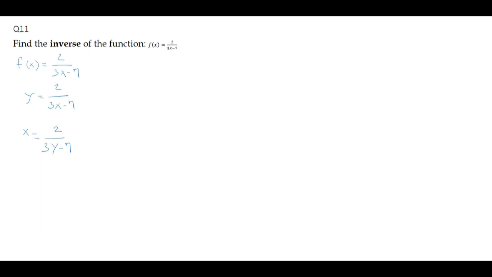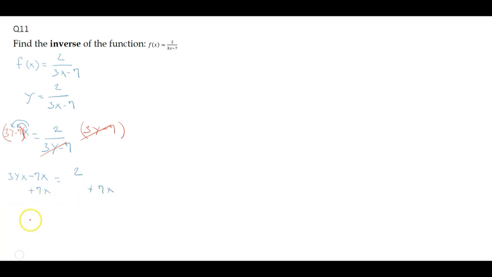Now in order to solve for y, that will be the next step, we need to multiply both sides by the denominator, so we can bring y to the top. Let me do it this way. Okay, this will cancel that, and now we need to distribute x in both terms inside the parentheses, so it's going to be 3yx minus 7x equals 2. Now we can move this term to the other side of the equal sign by adding 7x on both sides.